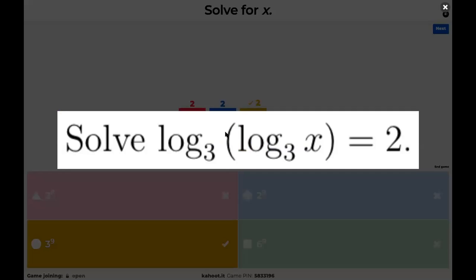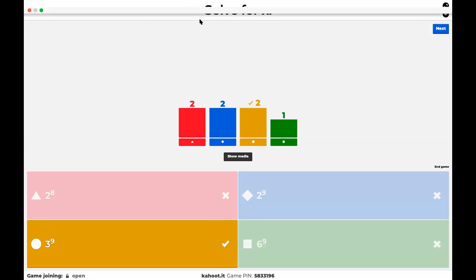Okay, well, you just work from outside in. So log 3 of whatever's inside equals 2. That means whatever's inside equals 3 to the 2. So that's 9. And then that means x is 3 to the 9. You could also take a look at the answer choices and guess and check until you find one that works.